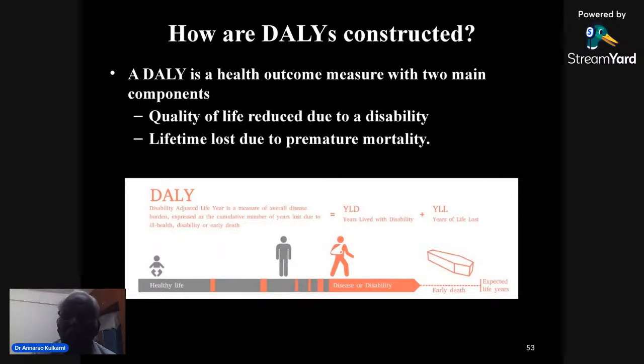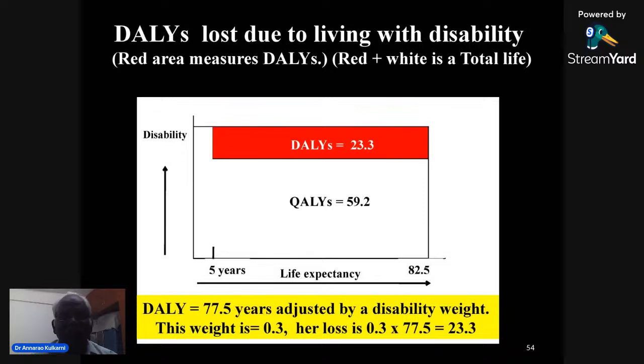So DALY is the disability adjusted life year, a measure of overall disease burden expressed as the cumulative number of years lost due to ill health, disability, or early death. That means years lived with disability plus years lost because of early death. Say, for example, a person is born in a country where the life expectancy at birth is 82.5 years. For the first 5 years, the person lives perfectly healthy, which means no illness, no disability.